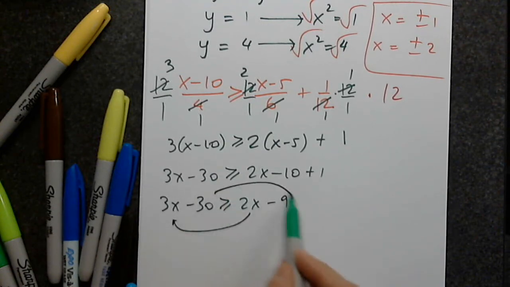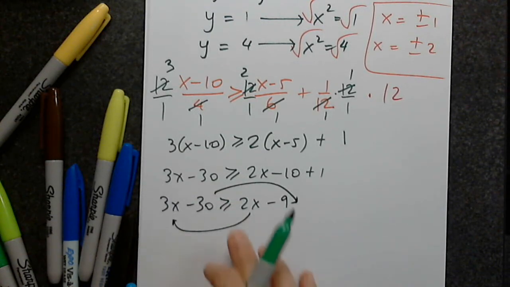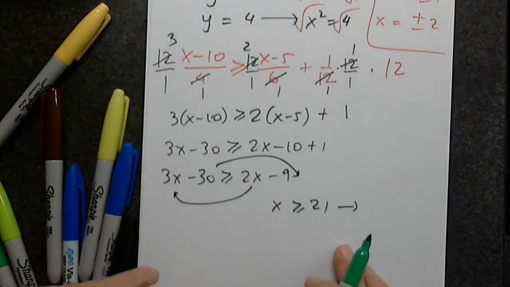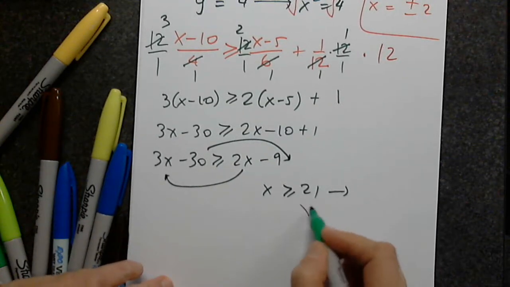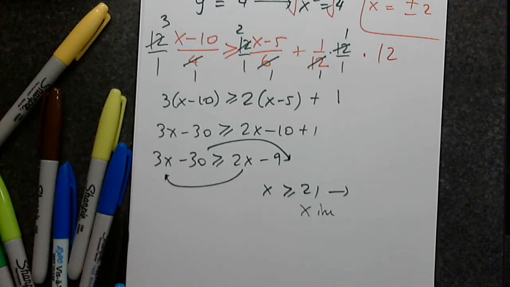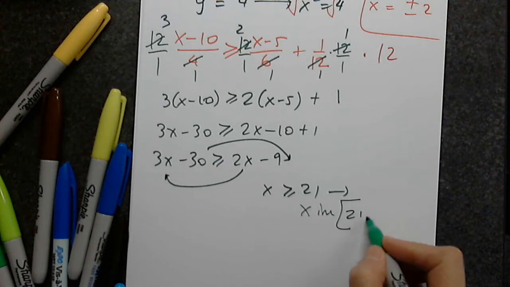Now I move terms around. I move 2x and I get x greater than or equal to 21. In interval notation, please. X in the interval. Yes, with the bracket. Very good. Comma.